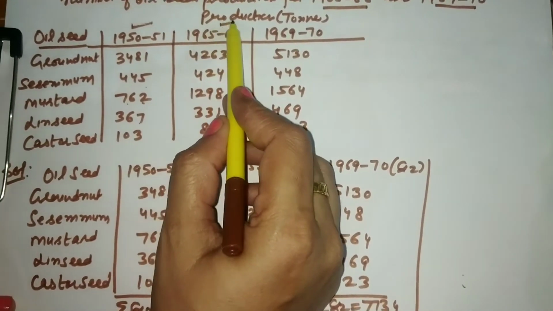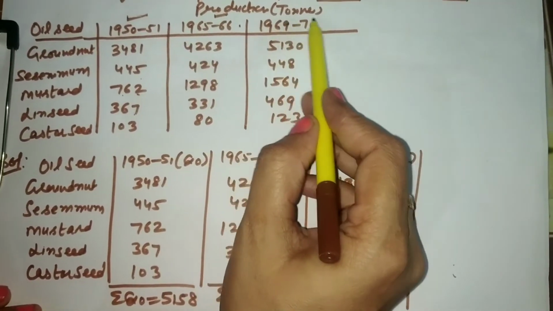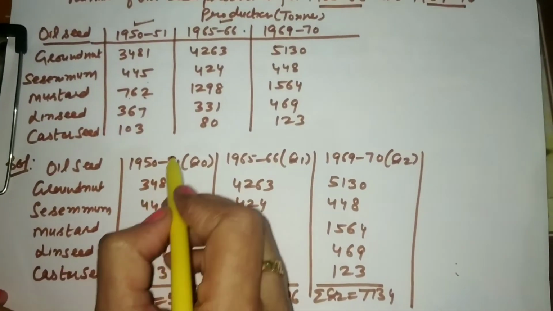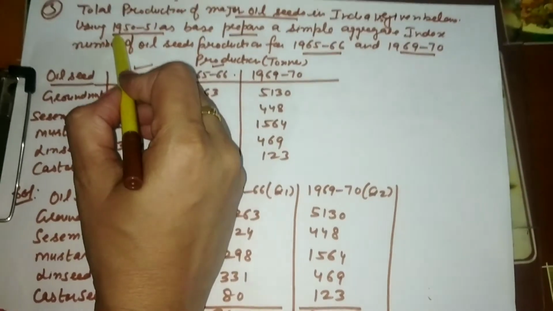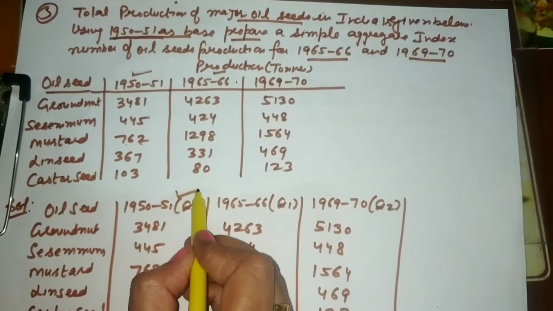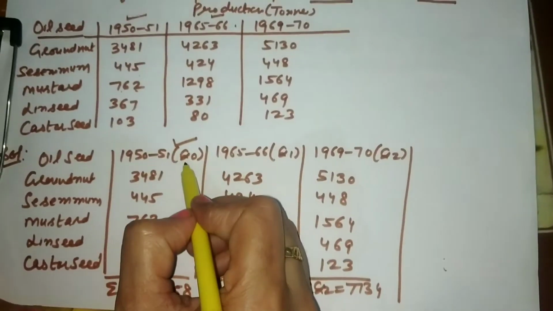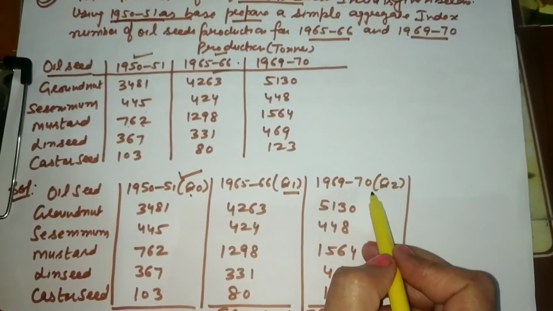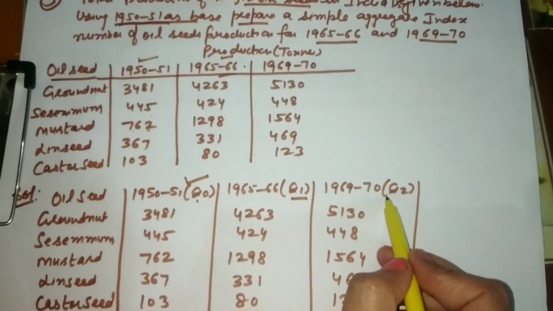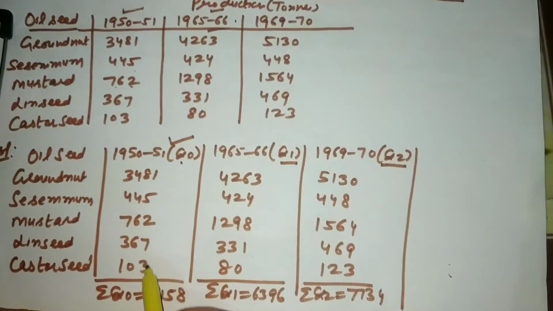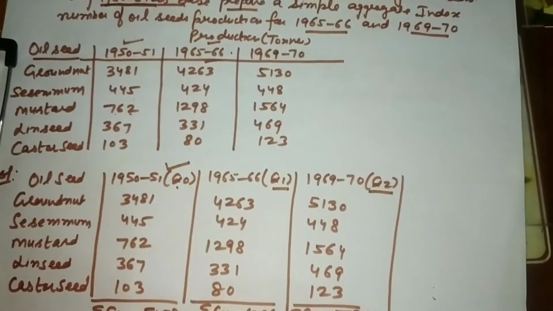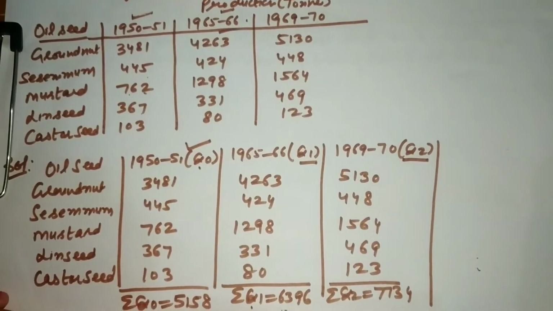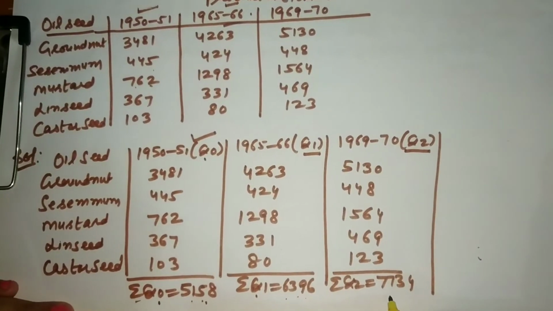Next is the production of 1965-66. Next is the production of 1969-70. So for 3 years we have been given production. It is already stated that we use 1950-51 as the base year, so we can take this as Q0 because quantity is given. We consider 1965-66 as Q1, and 1969-70 we can consider as Q2. So I have written all these items as given in the statement. Sigma Q0 I got 5158, sigma Q1 I got 6396, and sigma Q2 I got 7734.